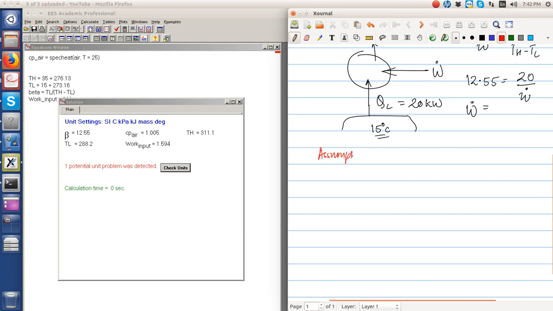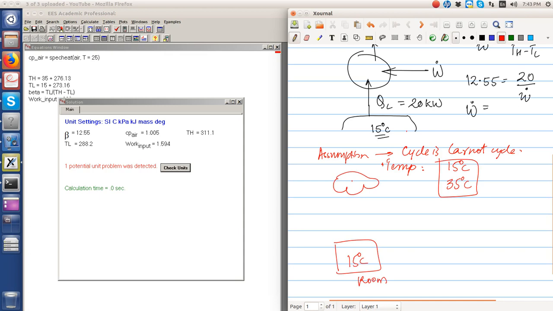the assumption was that the cycle is a Carnot cycle, and the temperature of the lower temperature reservoir is 15 degrees Celsius and the higher temperature reservoir is 35 degrees Celsius. But these are the room, this is the room, and this is the ambient, which are at 35 degrees Celsius. But for the heat exchanger of the air conditioning system to operate at such conditions, the heat exchanger has to extract heat from 15 degrees Celsius and the ambient has to receive heat at 35 degrees Celsius.